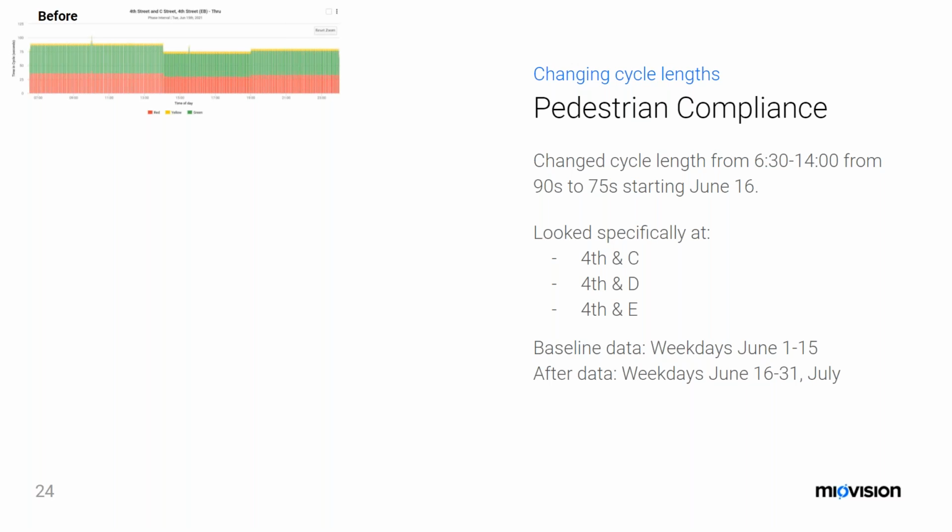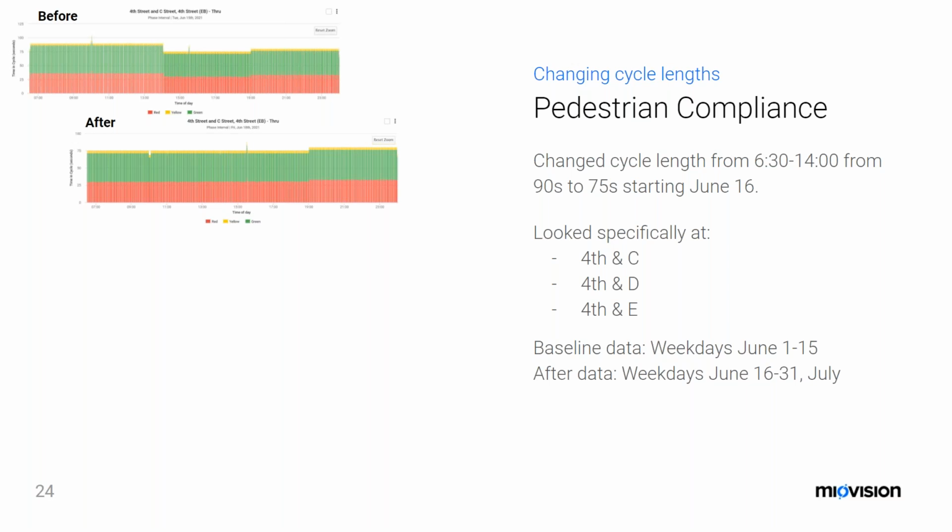So they decided to change their cycle lengths between 6:30 a.m. and 2 p.m. from 90 seconds to 75 seconds to see what sort of a difference that might make. At the top, you can see what the timing plan looked like before, and you can see what it looks like after. I looked at the data from the start of June as the baseline, and then looked at after data from the end of June as well as July to see what sort of an impact happened there.